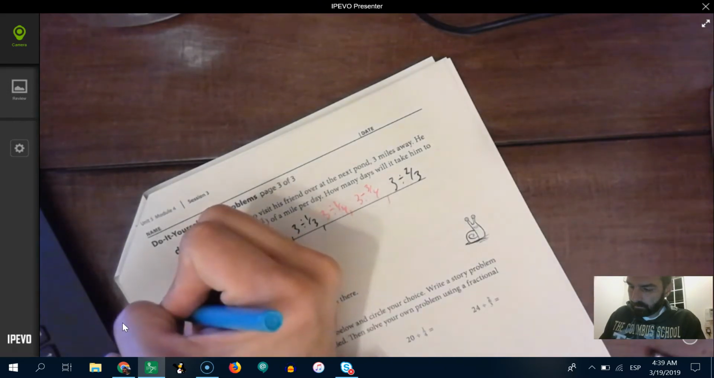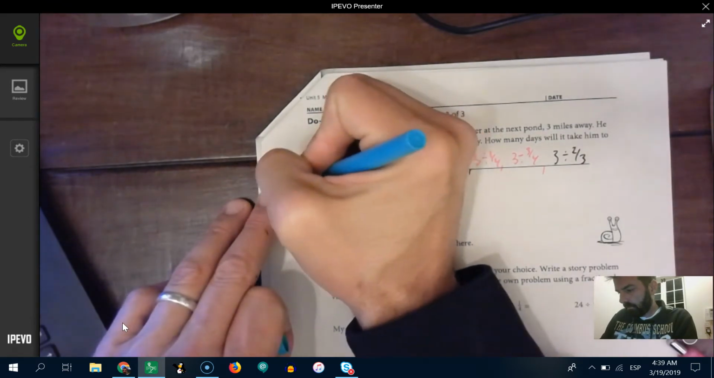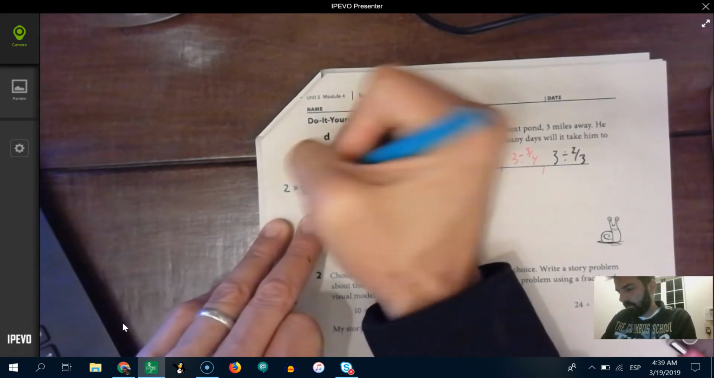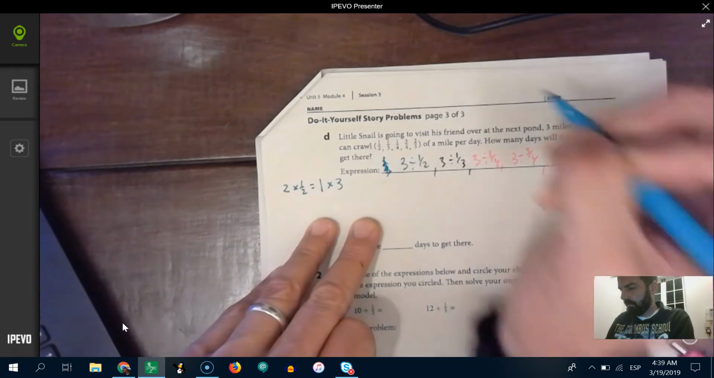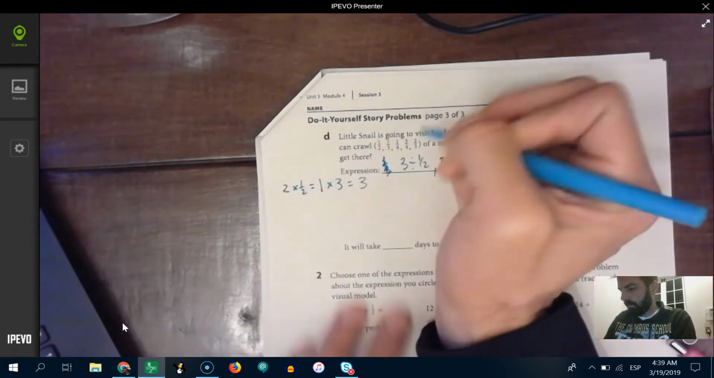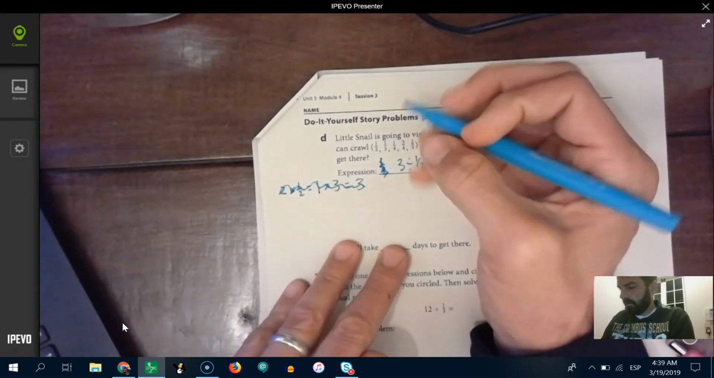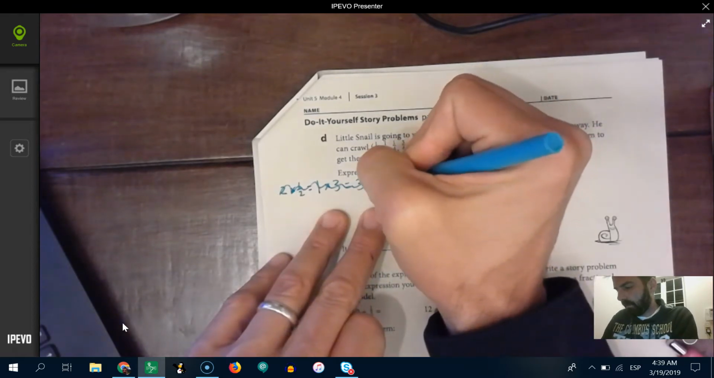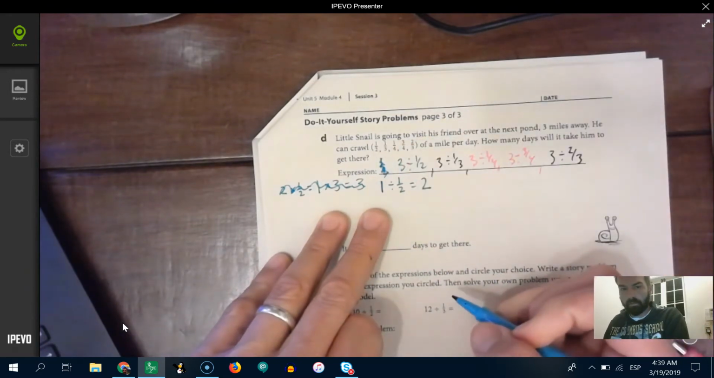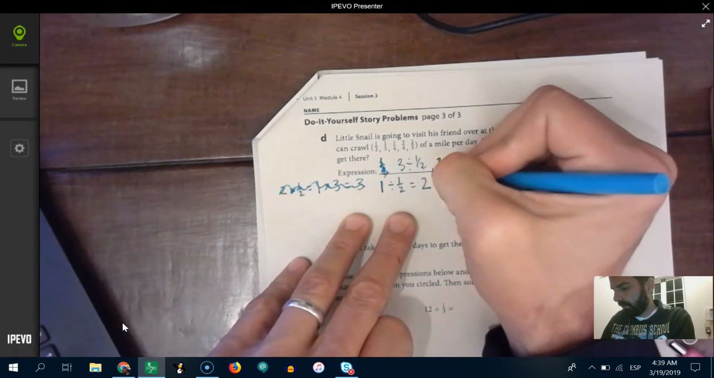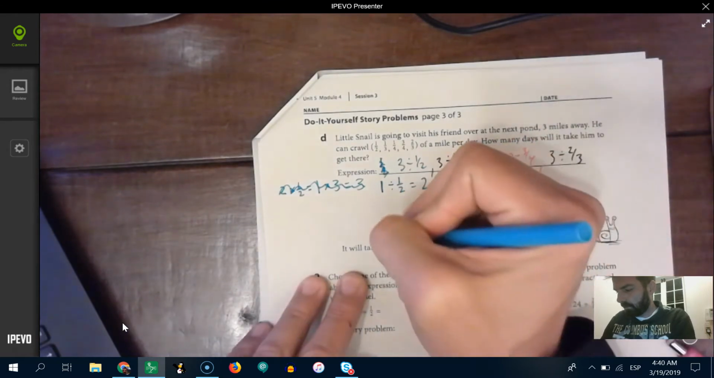So if I'm looking to see how many halves are in 1, I know that that answer is 2. Then I know I'm looking for 3 miles. So then I know it's going to take 6 days.